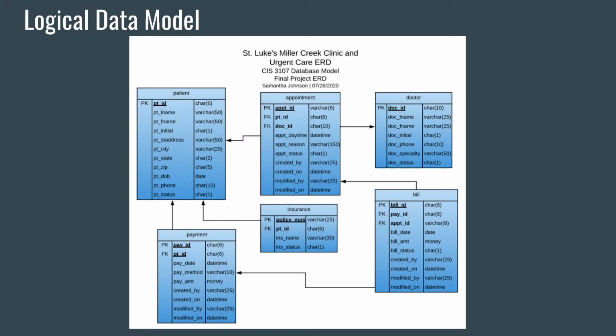This is the logical data model that I made for the Miller Creek Clinic and Urgent Care's database. As you can see, there were a few changes from the conceptual data model. For example, the appointment table no longer lists the appointment day as the primary key. It is now the appointment ID. And the insurance table no longer lists the insurance name as the primary key. It is now the policy number.